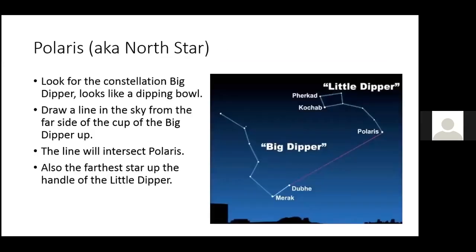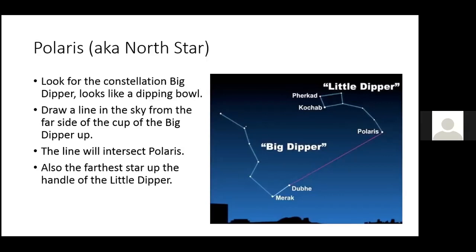Now, within the Big Dipper and the Little Dipper, there are some very important stars, most specifically in the Little Dipper, but you use the Big Dipper to find it. So Polaris is known as the North Star because it is the star you want to find if you are trying to find your directions at night, because it's always north. So you can set your compass to it pretty much.